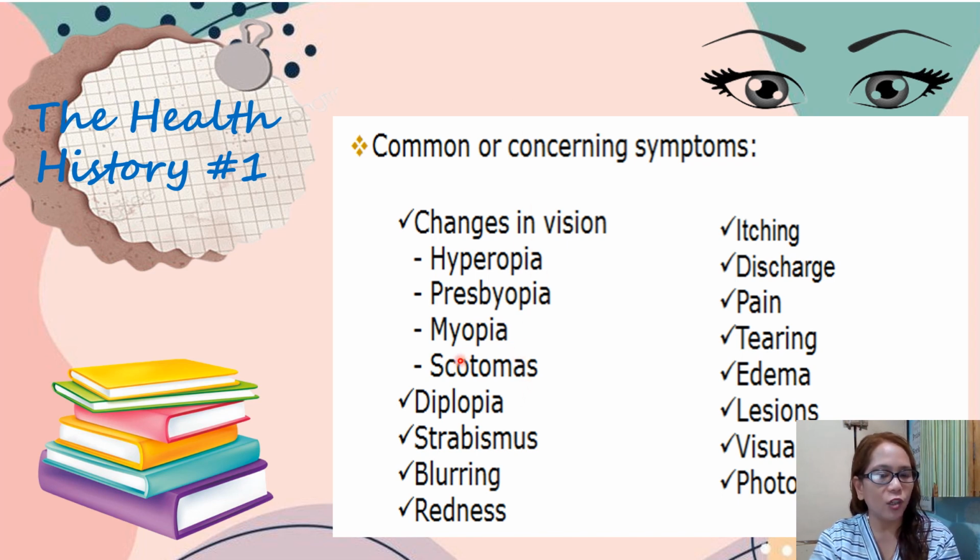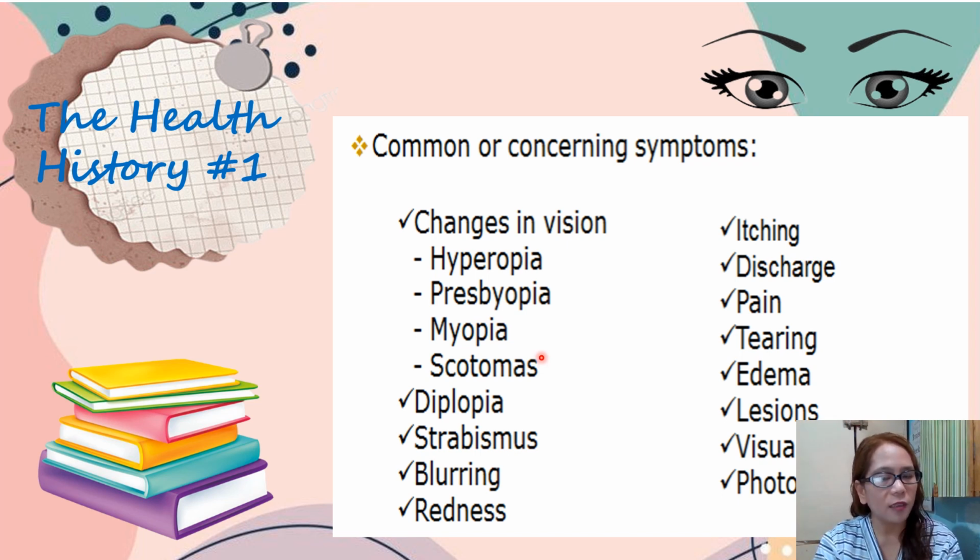And then we have another change of vision, the scotoma, no? It is an area of lost or depressed vision within the visual field, okay? And it is surrounded by the area of normal vision.